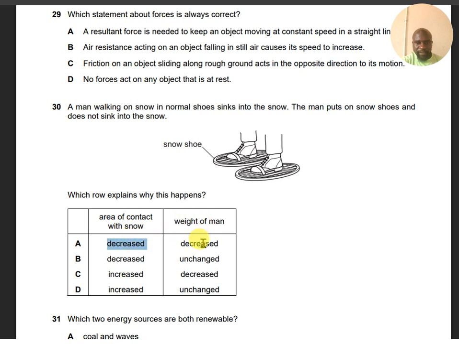Weight of the man decreased. No, weight does not change. Increased, yes, the area increased, but the weight of the man did not decrease. So the correct answer is the area of contact with the snow is increased, and the weight of the man is unchanged. This is correct. Weight of a person doesn't change by changing the type of shoes. Right, number 31.